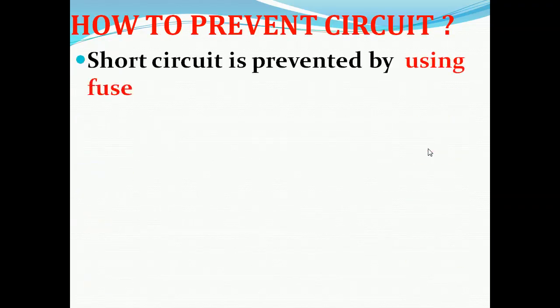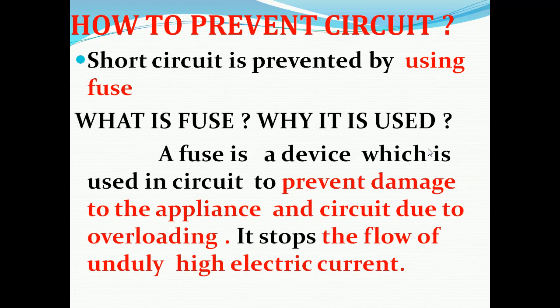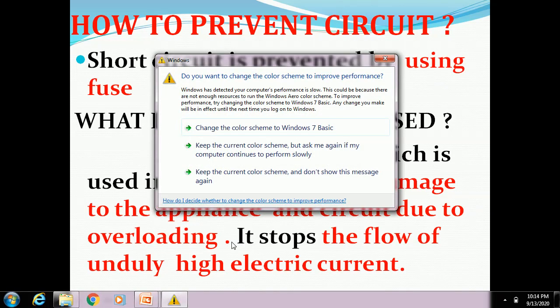How to prevent the short circuit? Short circuit is prevented by using a fuse. So what is meant by a fuse, and why is it used? A fuse is a device which is used in a circuit to prevent damage to the electric equipments and circuit due to overloading.